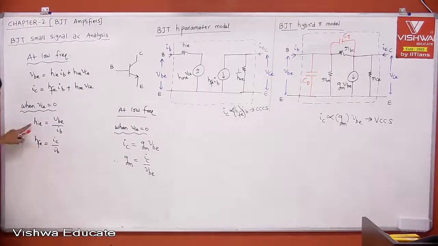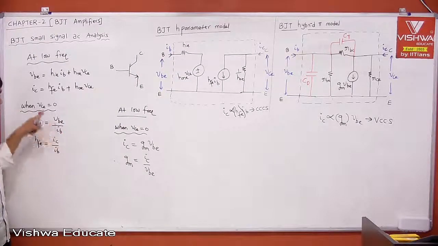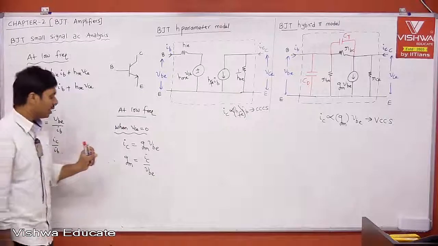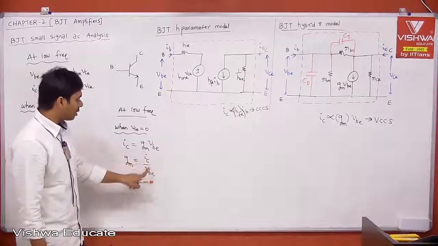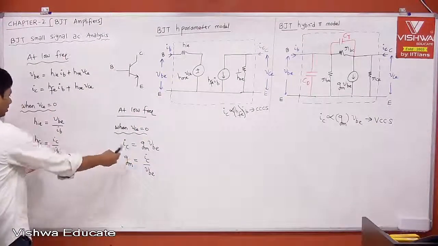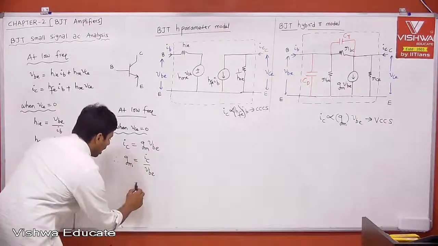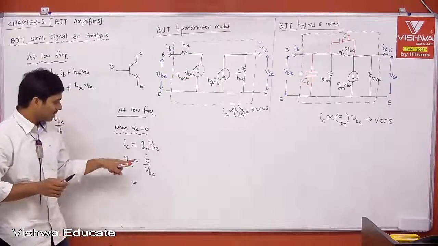Therefore, we know what input impedance is: input voltage by input current when VCE is equal to 0. What is your current gain? Output current by input current when VCE is equal to 0. That is using the H parameter model. Similarly, when VCE is equal to 0, what is our GM? Output current divided by input voltage. That is using the hybrid pi model. Now I want to get the relation between GM and the H parameters. Can we get it? Now, let's see. Can I write this as, what is the reason to have? Because, very simple. This is nothing but what?